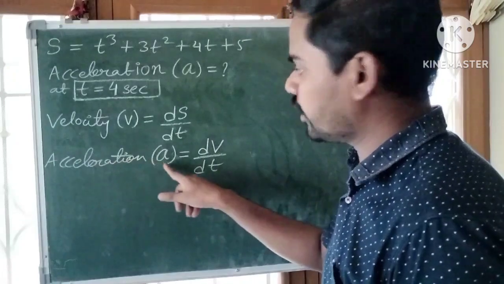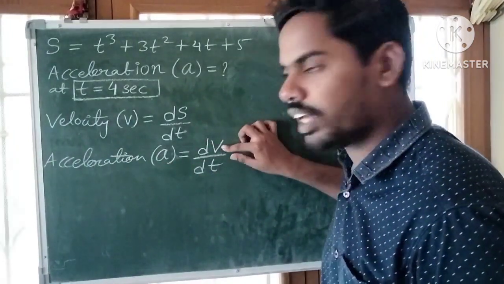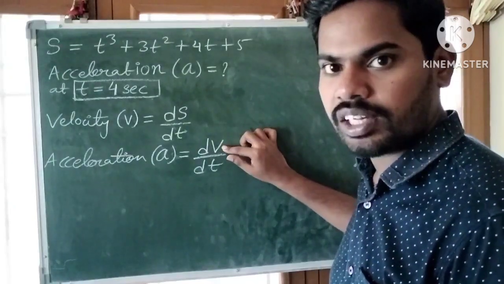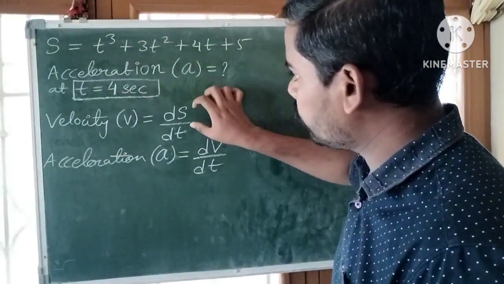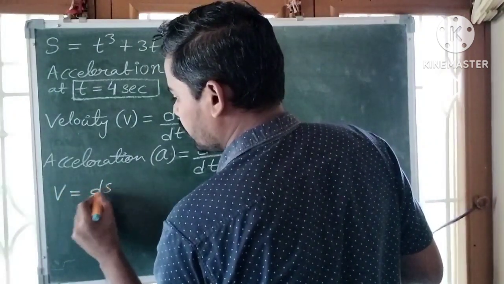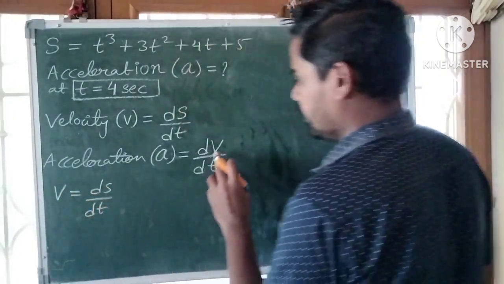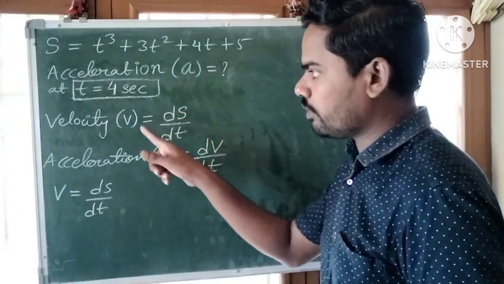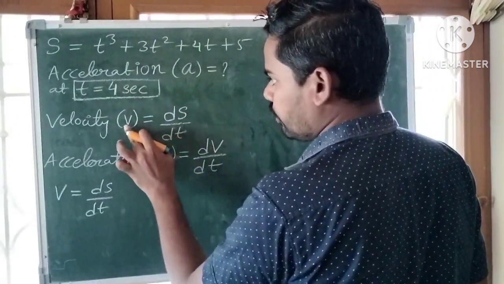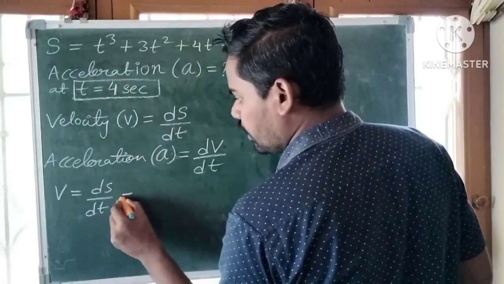So to find acceleration, first of all we need the velocity equation or velocity field. So let us use this formula, v = ds/dt. First find velocity, and using this formula we can find the velocity equation.